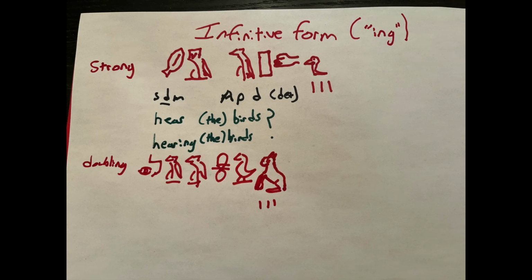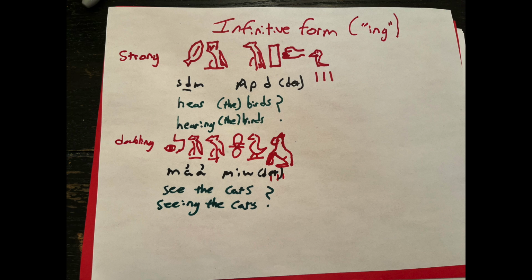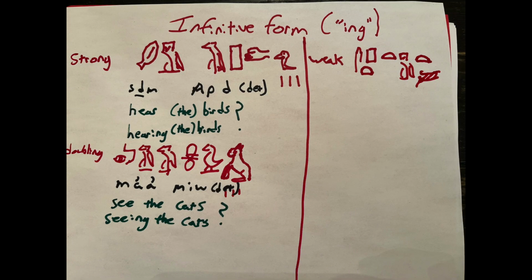Same thing happens when we have a doubling verb. So here we have the verb to see, the word cats. So we have ma'a, mu, mew. Is it see the cats or a cat? Or is it seeing the cat or a cat? The cat, a cat. You don't know because of articles, again. There's no plural here, though. So I guess I shouldn't have written cats. Anyway, regardless.